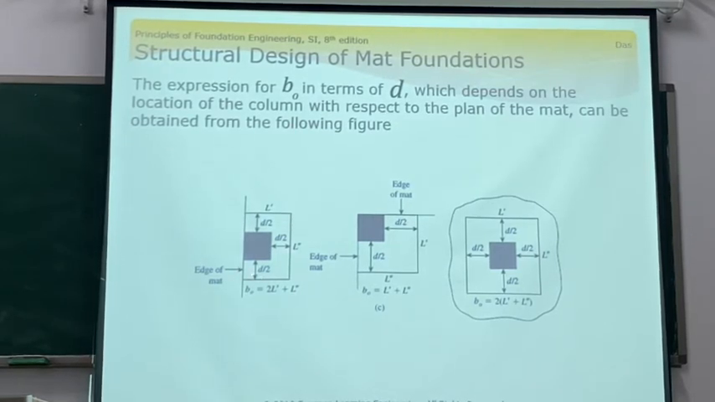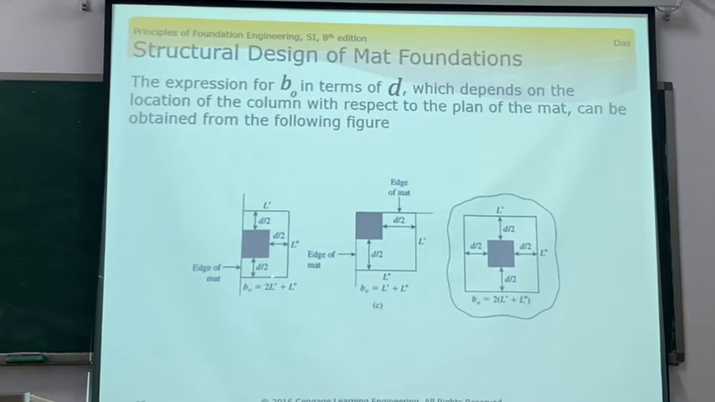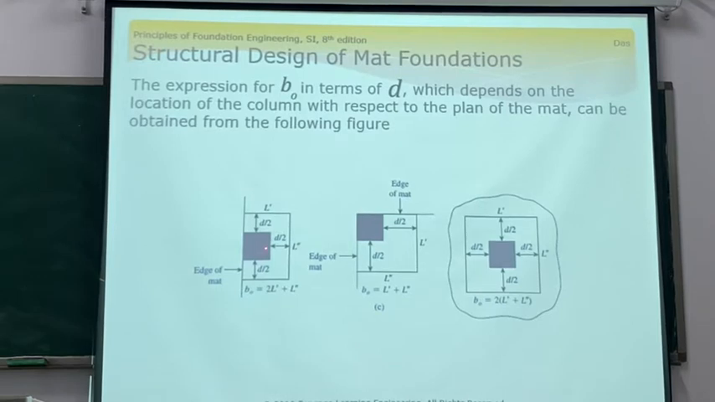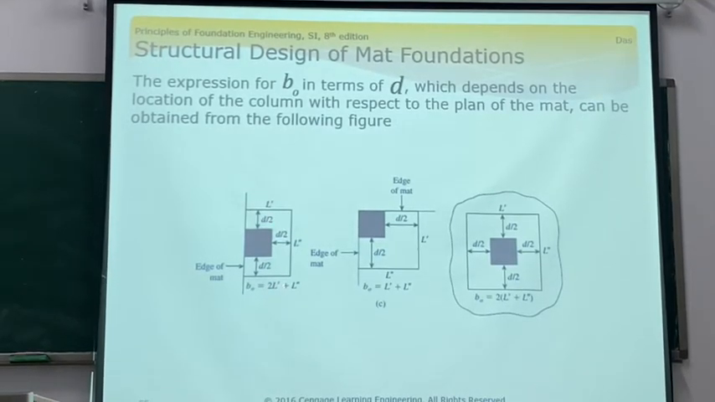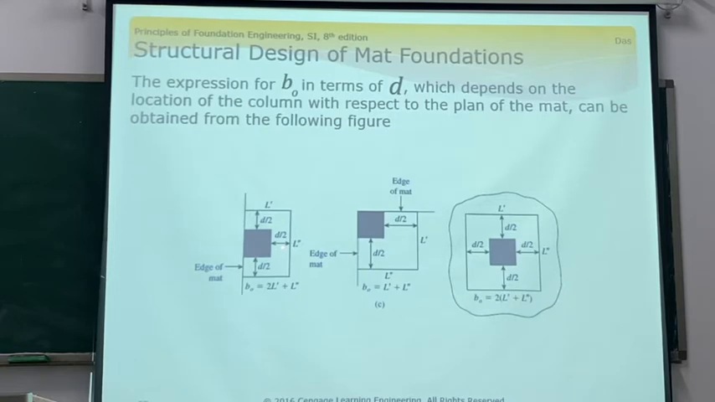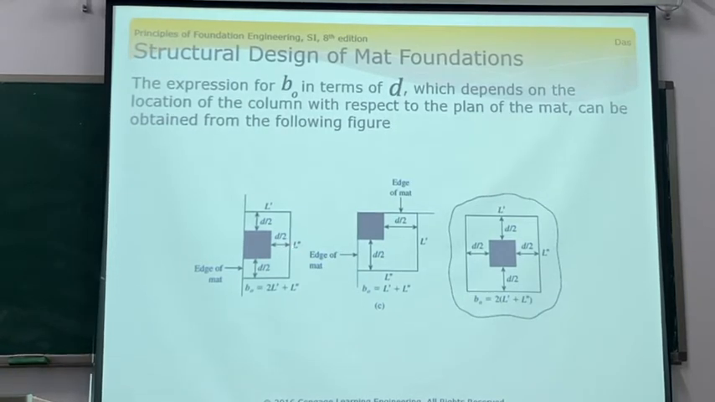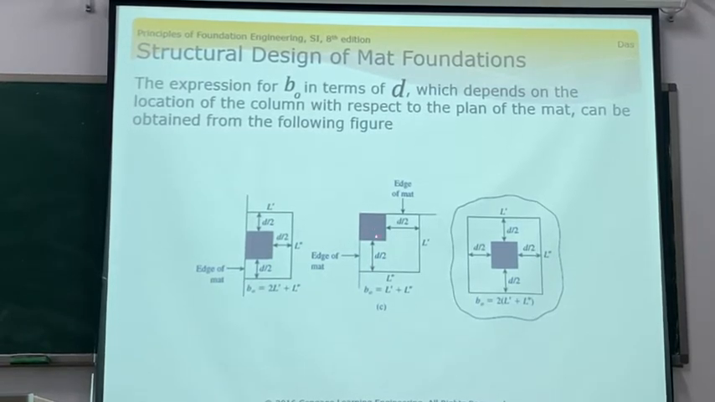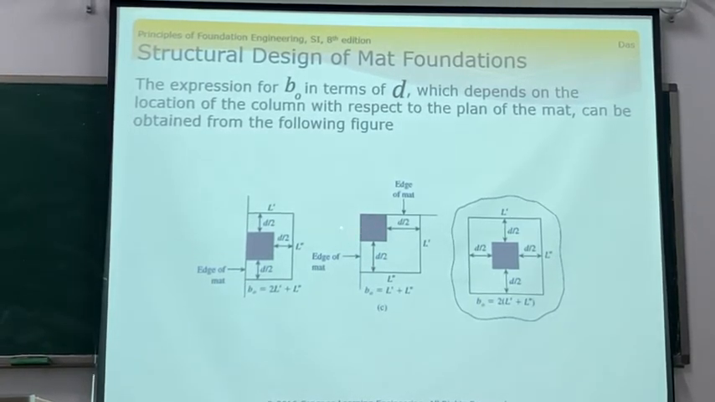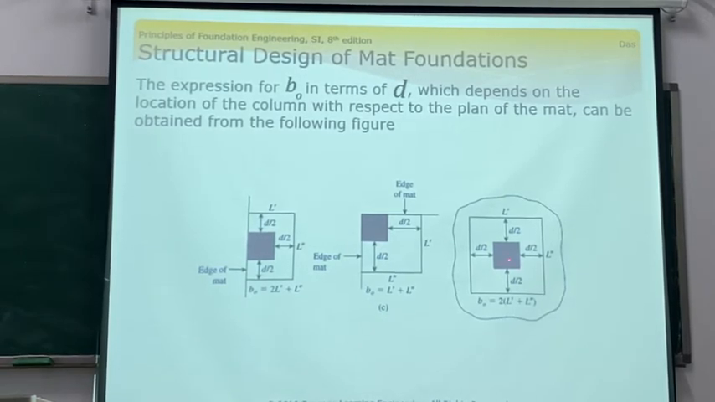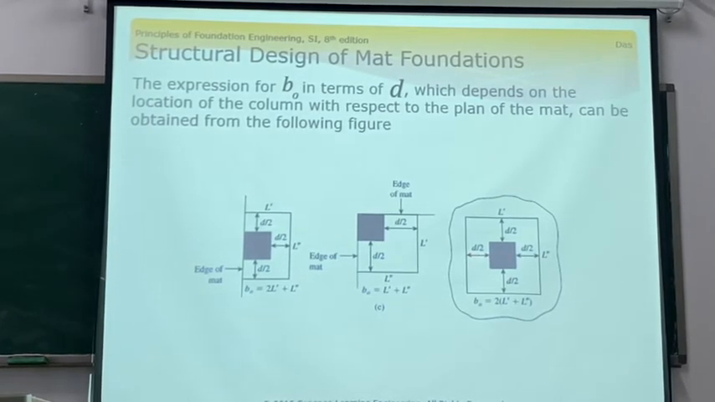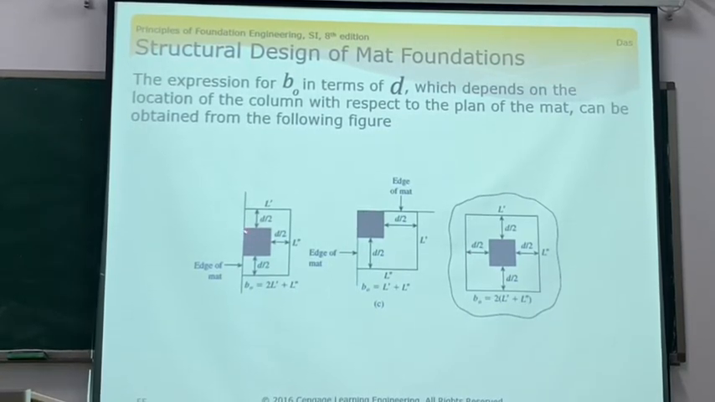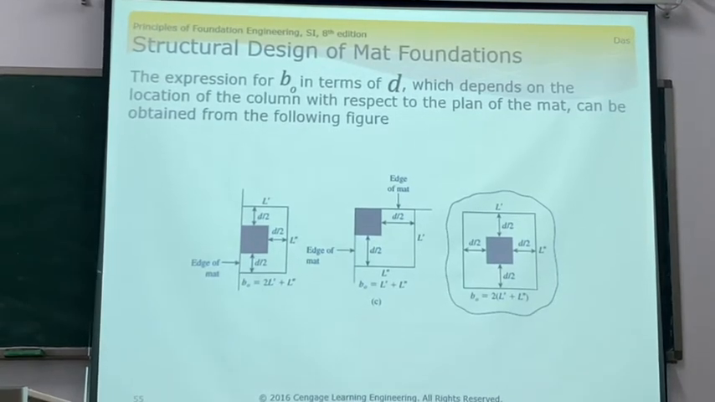For this one, this is the edge of the mat. The B0 is equal to 2 times L1 and L2, square root. This one is the column. This column is at the center. This column is at the side of the mat.